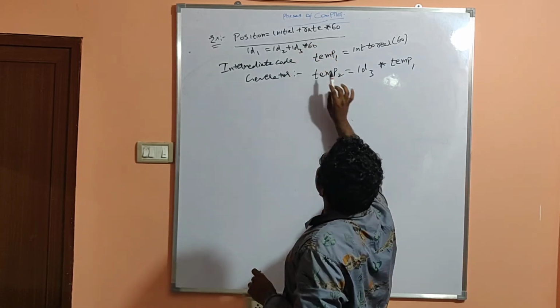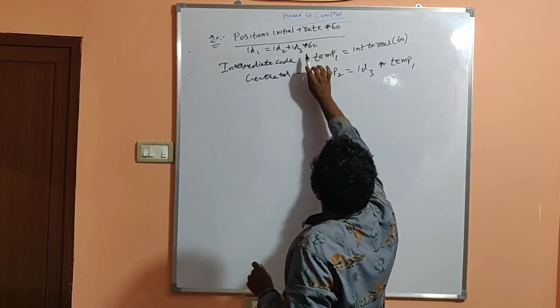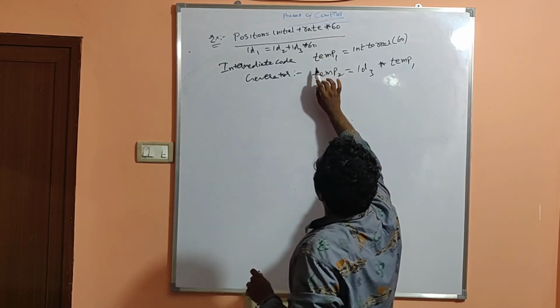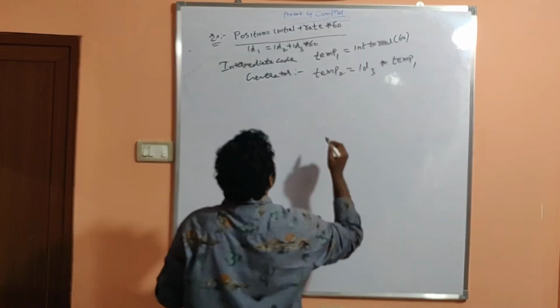So here rate is id3. That is the reason I have mentioned id3 into temp1. I am not mentioning 60 again. Why? Because the 60 value is stored in the temp1 variable. So that is the reason I have written temp1.